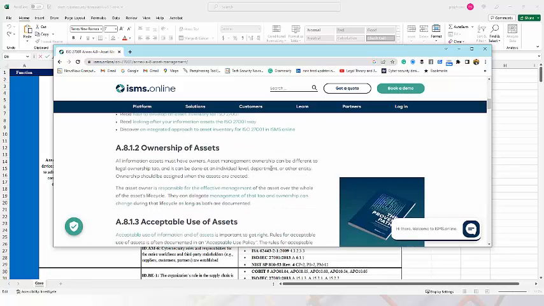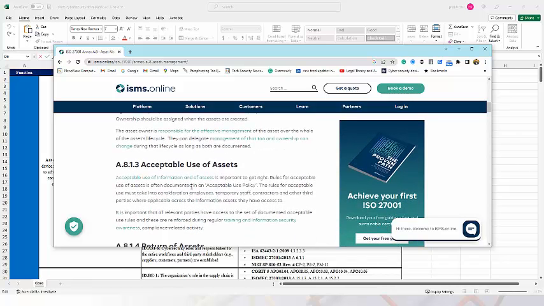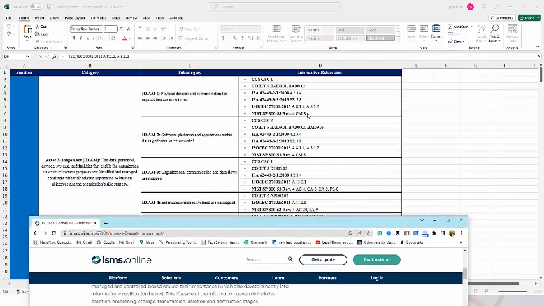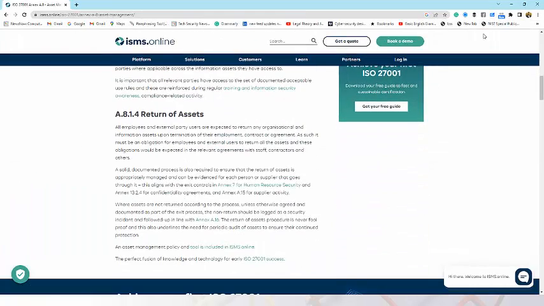Okay. Then they're saying all information assets must have an owner, and asset management ownership can be differentiated from legal ownership. Then the third is called acceptable use of assets, where we talk about the rules of appropriate use and function. So they say 8.1.1, 8.1.2. They also say 8.1.1, 8.1.2. They don't talk about acceptable use of assets and return of assets. So you can see they specifically talk about specific things.